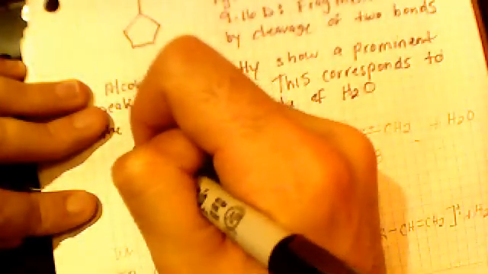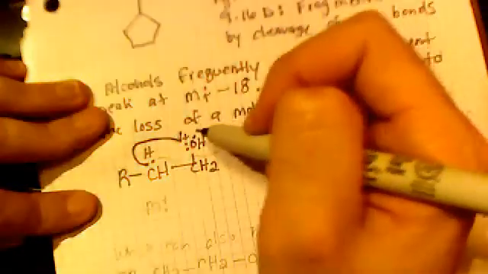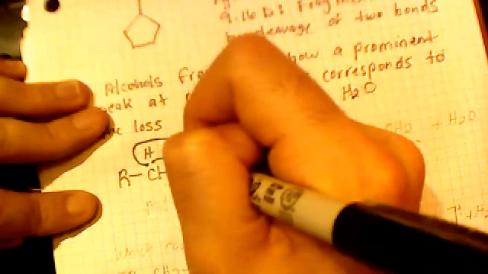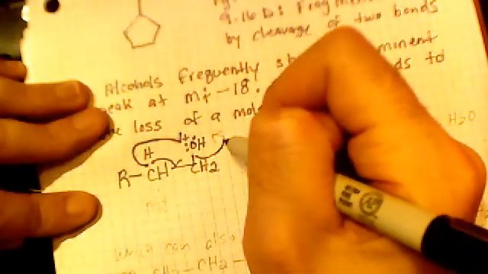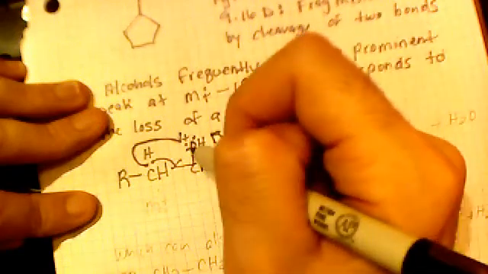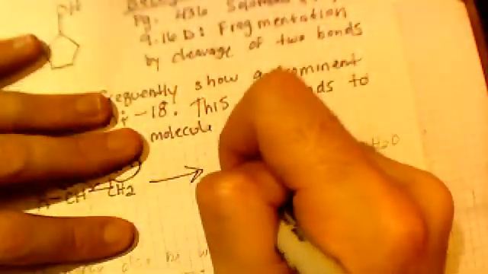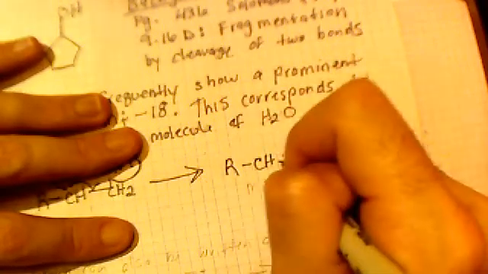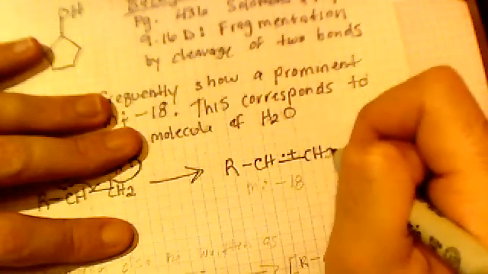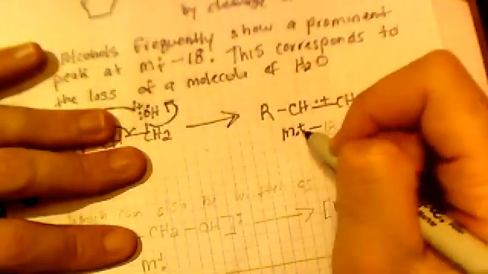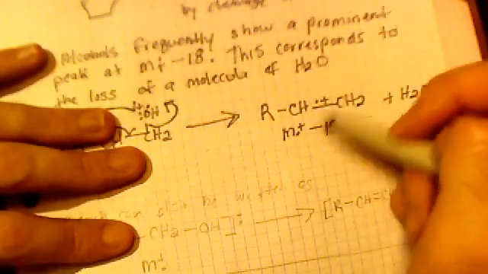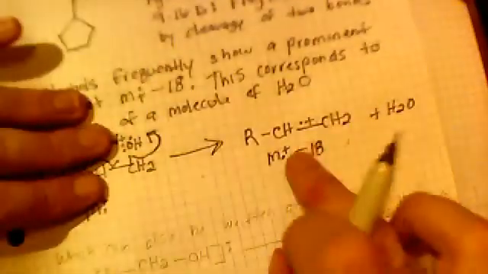The hydrogen here gives one of its electrons to the oxygen, one of its electrons to this bond right here, and then this bond gives both of its electrons to the OH, so it cleaves and breaks off, and then you're left with RCH=CH2 plus H2O, and this corresponds to the M plus dot minus 18, right? Because it's this minus the water, which is 18, so it's minus 18.